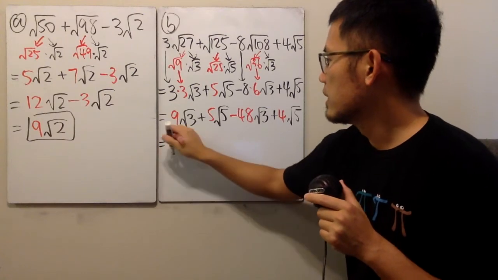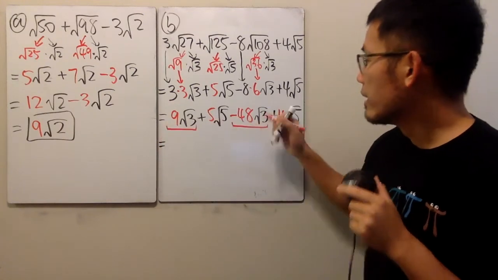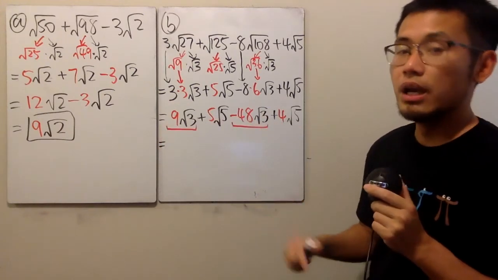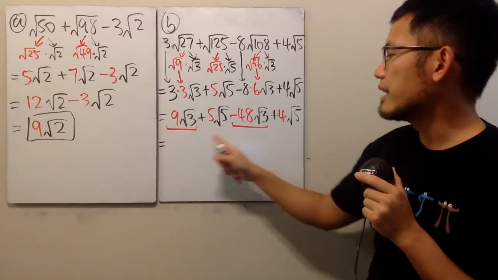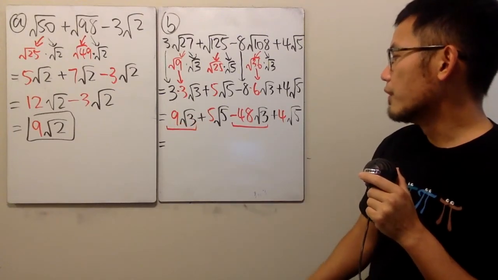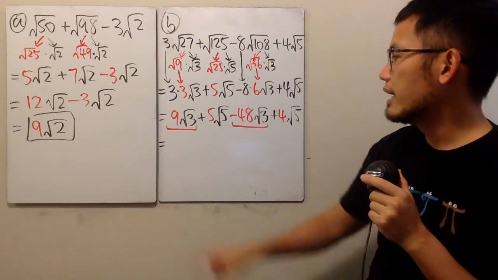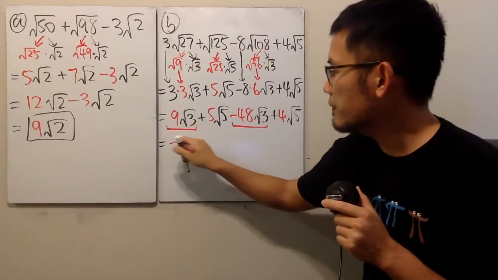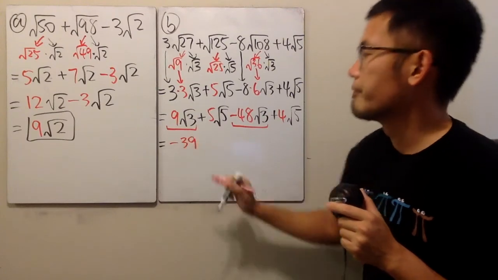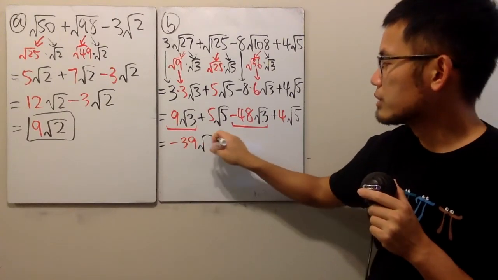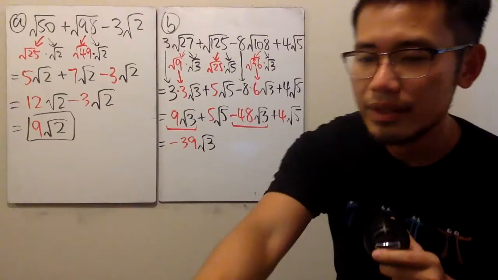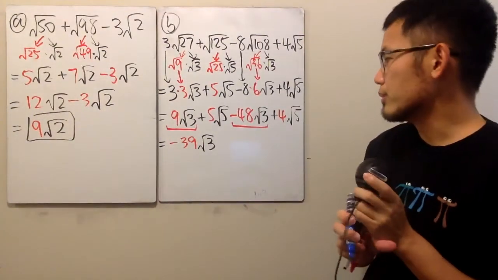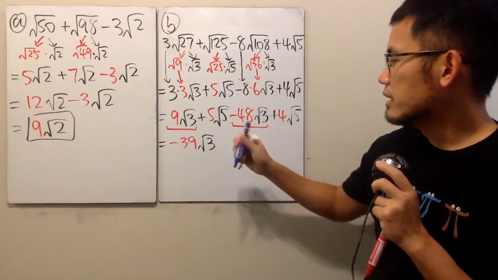Well, as we can see, this term and that term, they both have the square root of 3. Therefore, we can combine the 9 and the negative 48. And when you do 9 minus 48, you end up with negative 39. And then you maintain the square root of 3. Next, I will do this in blue.